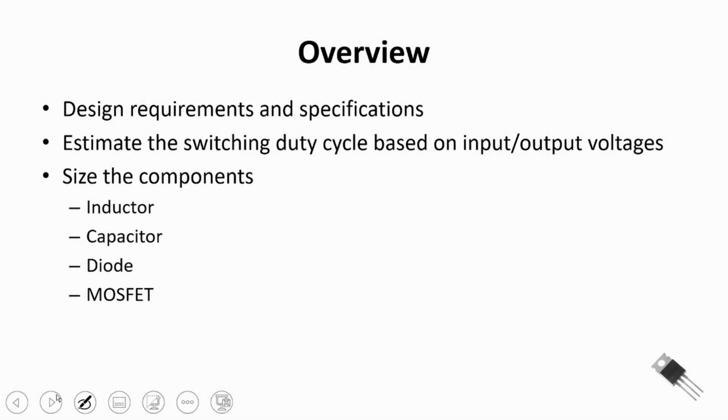Quick overview. We're going to look at design requirements and specifications, and this is a somewhat made-up design, but realistic in the numbers we're using. We're going to estimate the switching duty cycle based on the input-output voltages. We're also going to estimate the output current based on the power requirements that you'll see in the requirement specifications for this design. And from there, we're going to look at sizing the components, and there's four basic components: the inductor, then the capacitor, then the diode, and the MOSFET. And when you go through a design, they don't have to be done in this order.